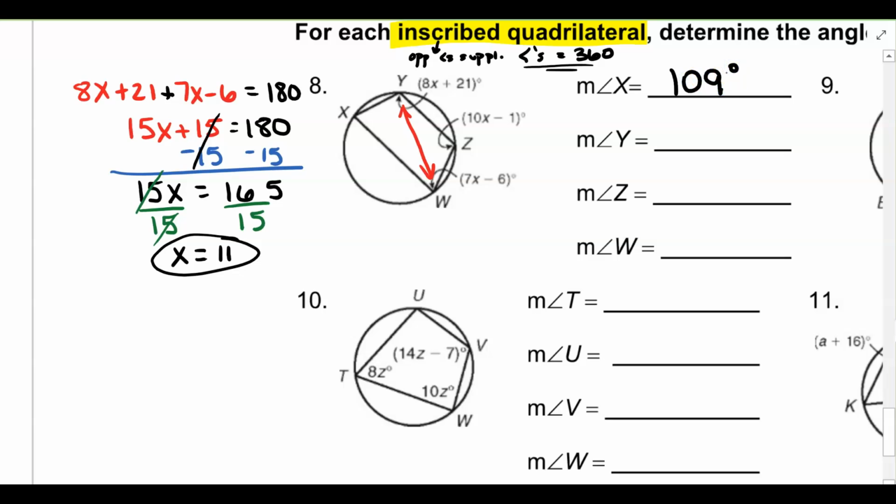Now the opposite angle, oops, that was for y, sorry, 109 degrees. Opposite angle W, remember, should be supplementary to that. So if I'm going to be supplementary to this, I should have a 71 degree angle there. So let's double check. 7 times 11 minus 6. I do actually have 71 degrees, so that works out. Now angle Z, I have 10 times 11 minus 1. I have another 109 degree angle.